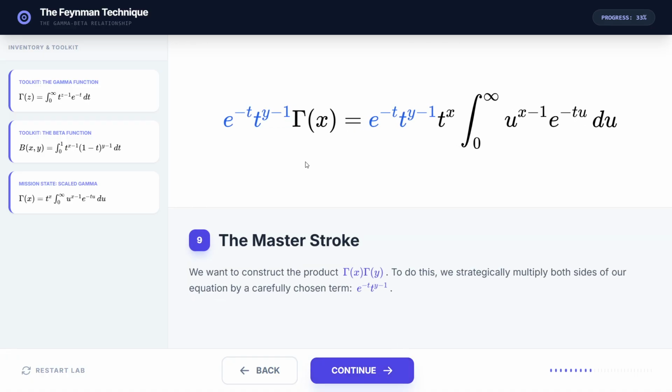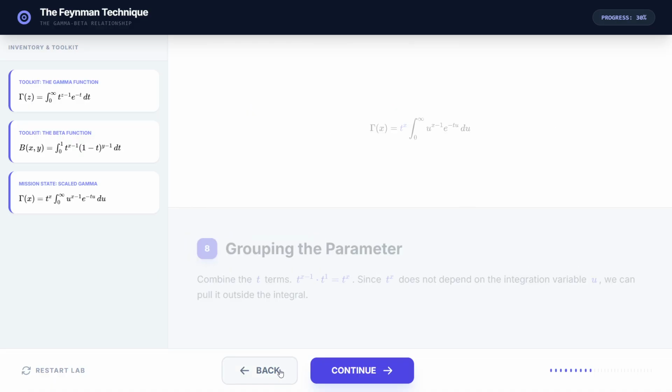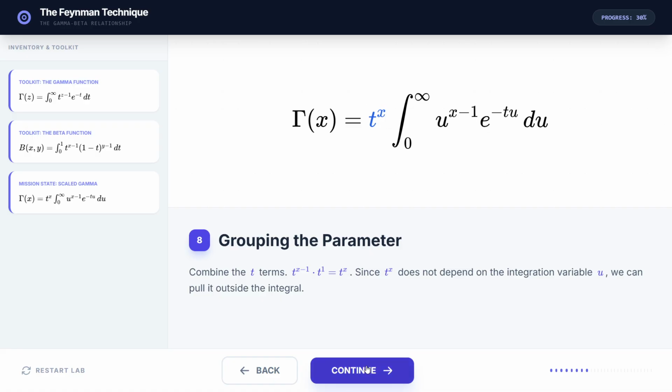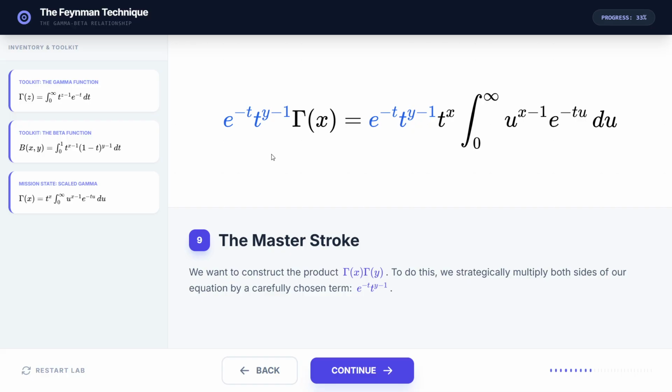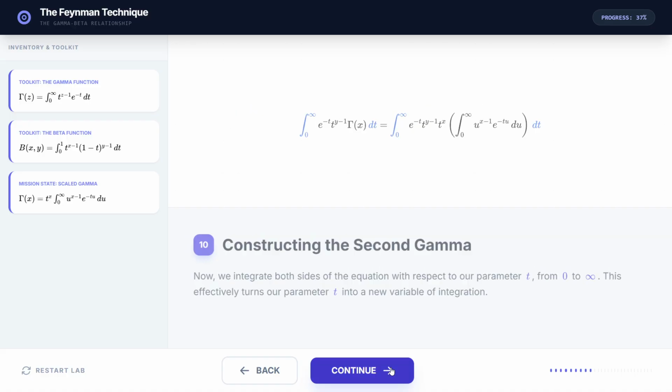Well, now let's strategically multiply both sides of our equation. We have this equation right here. Now let's multiply both sides by e to the negative t times t to the y minus 1 power, giving us this. Now this might seem a little confusing, but this is very carefully chosen, and I'll let you guys try to figure out why we did this before we continue. So think about why we might have done that before we continue. We multiply both sides by e to the negative t times t to the y minus 1. All right, what are we going to do next?